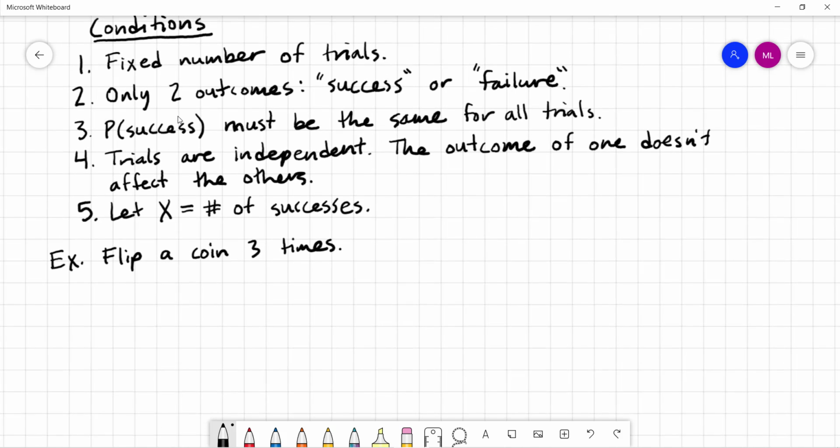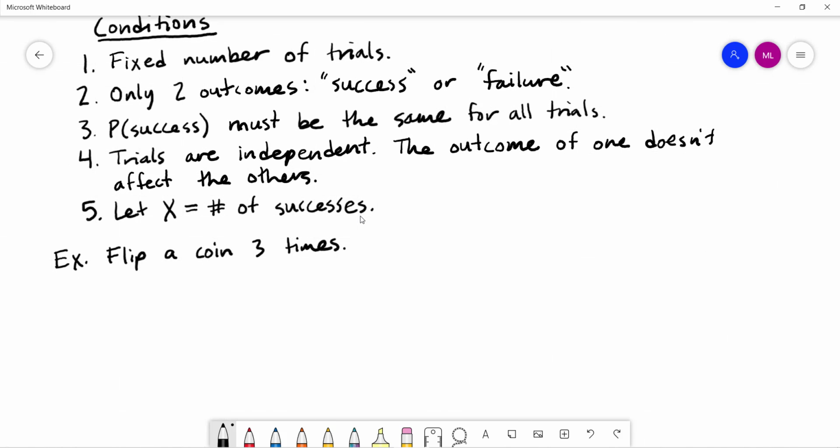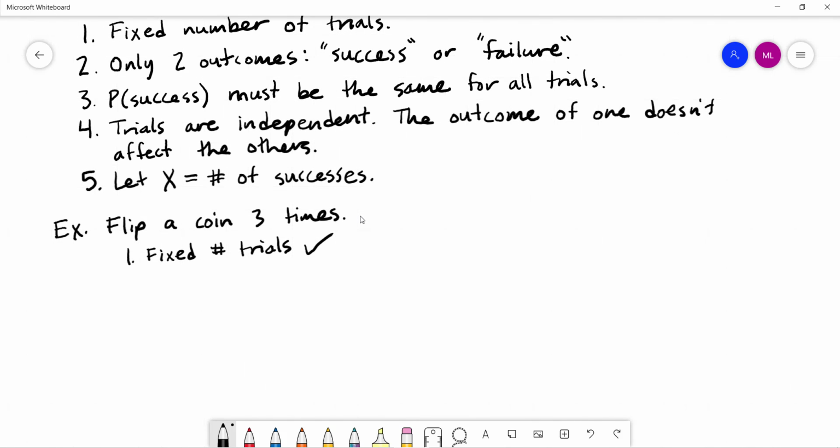Does it meet all of these conditions? So do we have a fixed number of trials? Well, yes, because I specified that we're going to flip the coin 3 times. So condition 1, fixed number of trials. You can check that one off.